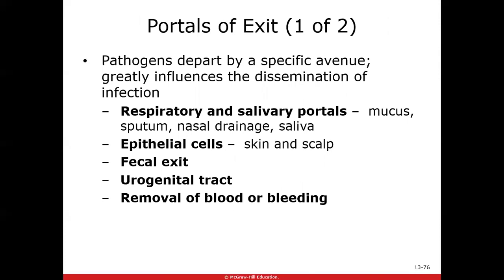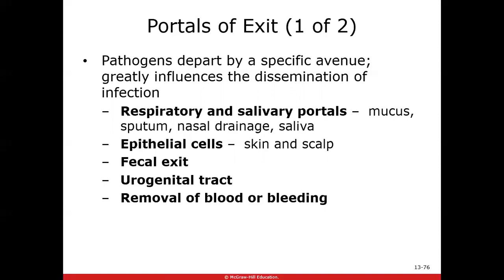So you have respiratory and salivary portals. This is the mucus, sputum, nasal drainage, saliva. These are all portals for it to get out of one host and into another. Epithelial cells. This is on your skin and scalp. And so let's say someone has leprosy, and the microorganism that causes leprosy. Well, the skin can transmit it. If one person has leprosy on their skin, and they touch another person, it can spread to the other person.